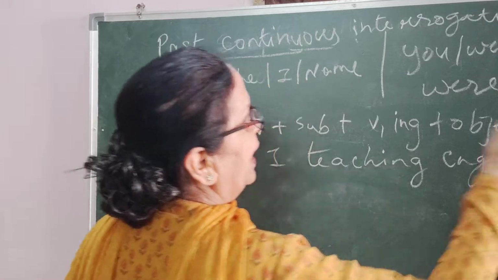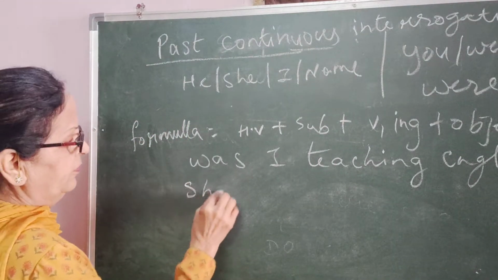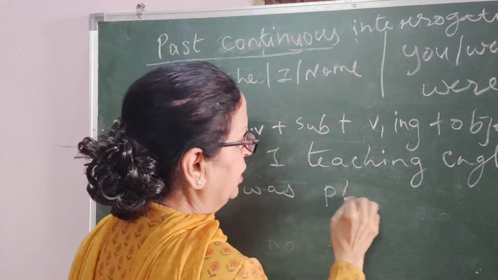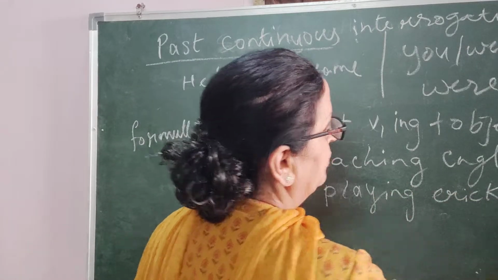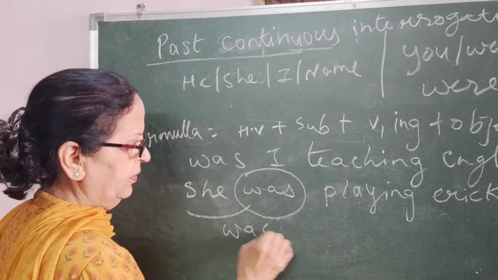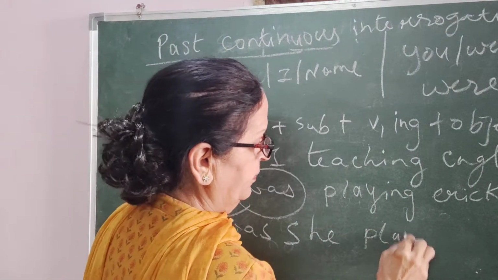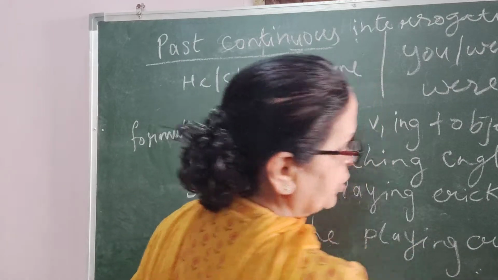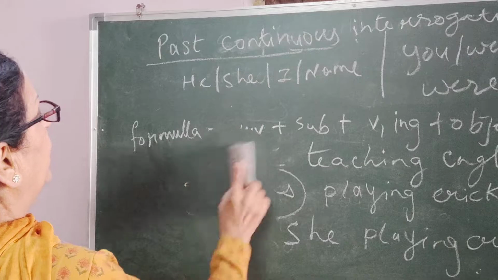If you haven't understood, I am going to write down the previous sentences again. She was playing cricket. This was my past continuous. She was playing cricket. But when I put down my interrogative, was she playing cricket? Isn't it easy? Was she playing cricket? Question mark. Now we move on to the third type, that is WH family.